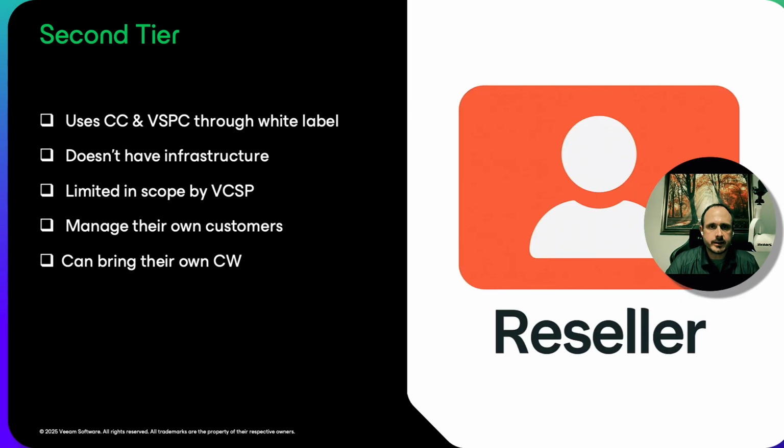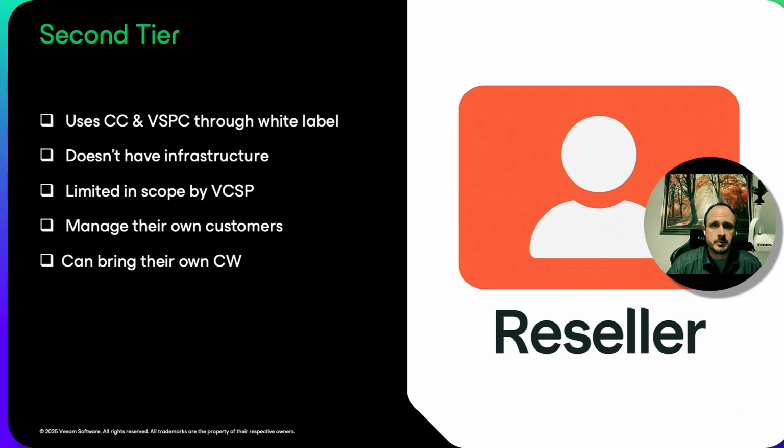The second tier is the reseller tier. And again, this could be the traditional reseller who is simply reselling licenses and products and needs a single pane of glass for visibility. Or this could be a smaller MSP who wants to offer backup services, doesn't have or doesn't want to use the infrastructure needed to run. They're limited in scope by the service provider.